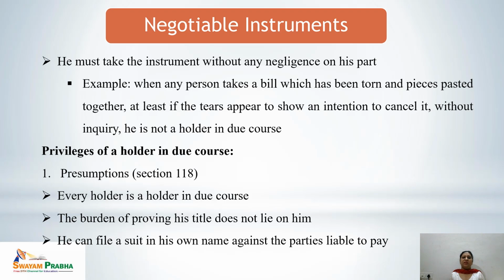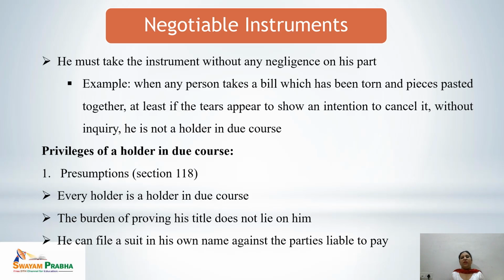Next is, he must take the instrument without any negligence on his part. It means if the person, while taking the negotiable instrument, has totally ignored the things which are visibly clear, then the person cannot be a true holder in due course.